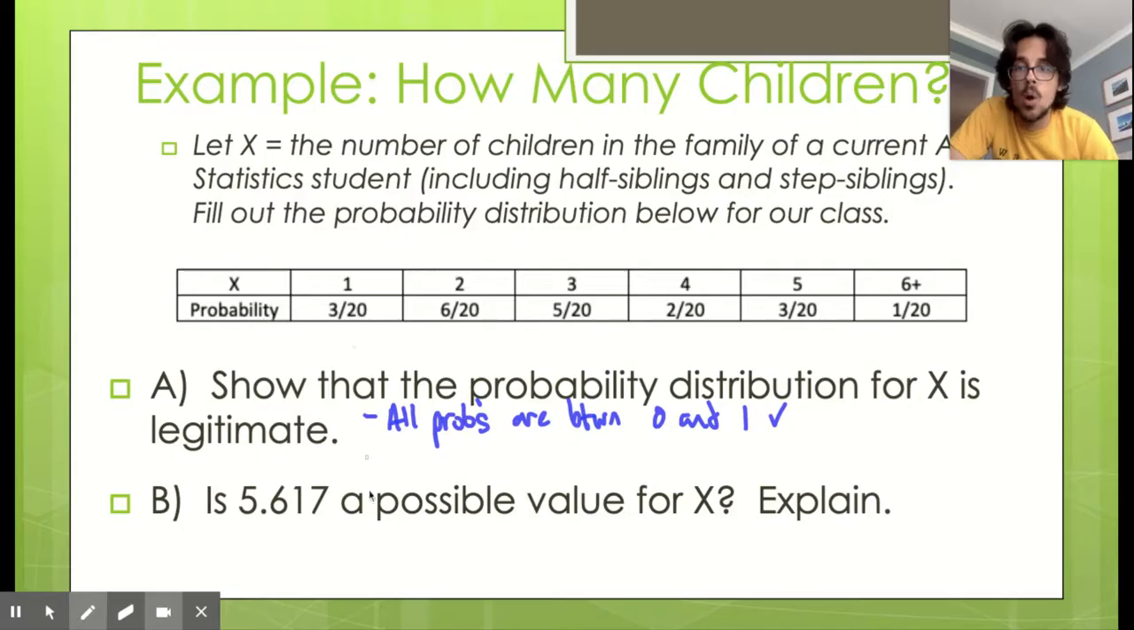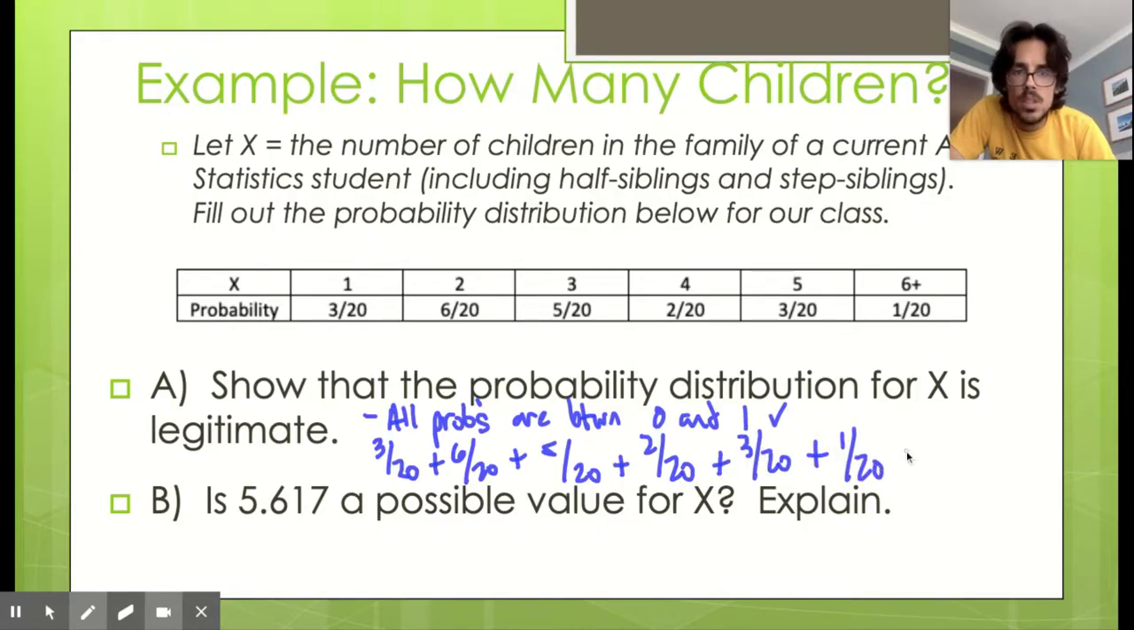And then do they all add up to 1 total? Have we accounted for all possibilities in this problem here? So like, did I miscount or write something down wrong or whatever? And if you add all these probabilities up, they do in fact equal 1. So that is good. That means it's a valid probability model.